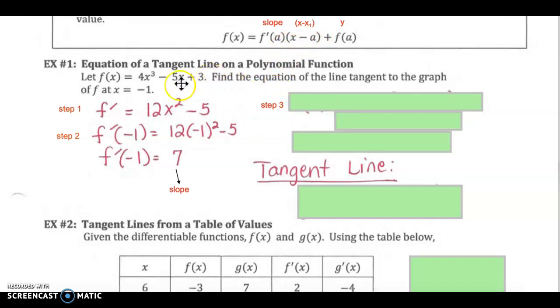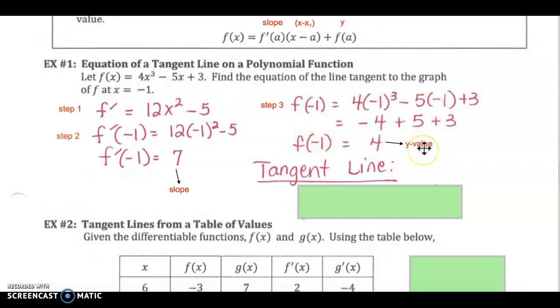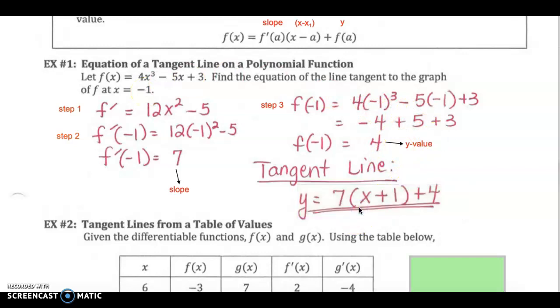So remember, to find the y value, we just take -1 and plug it straight into the original equation. So f of -1, evaluating all of this, we get that to be 4, and that's our y value. So we have an x value and a y value, which makes a point, and then we have our slope. So if we plug it into this new tangent line equation, it's the slope times x minus our x value, which is -1, plus our y value, which is 4 in this case. So it'll look just like this. The slope times x minus -1 changes it to +1, and then we have +4 on the end.